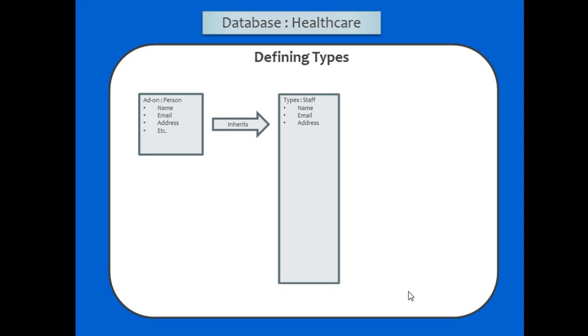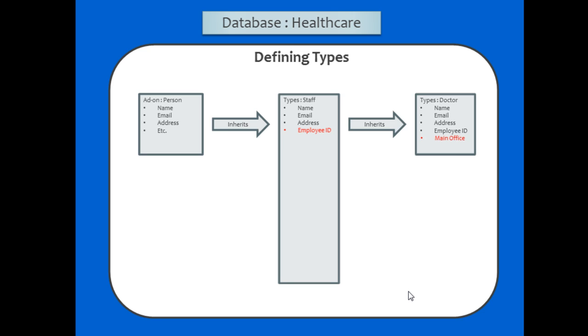We'll now define our first type called staff. A staff will inherit the fields or bring the fields in from person so that we bring in name, email, address. This is for consistency. Then we'll add an employee ID for the hospital. The next thing we'll do is use that staff type to create our doctor's type.